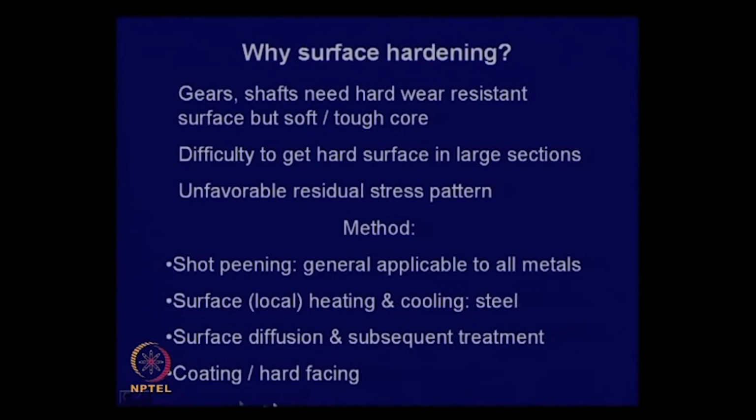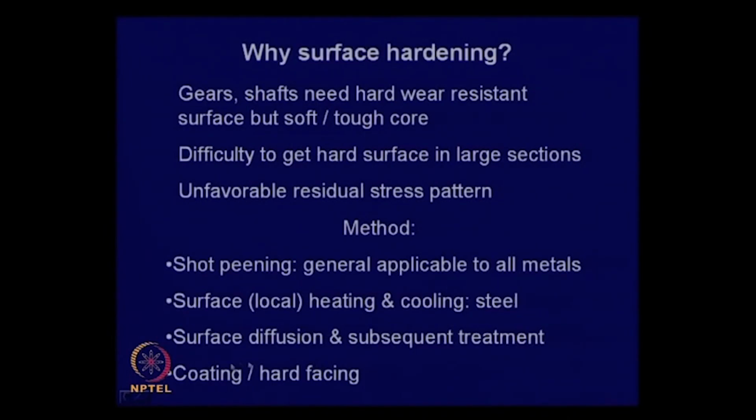Many large components are first given a heat treatment, spheroidizing annealing, they are machined, and then finally the surface hardening heat treatment is given. In that case, if you have low carbon content, even if you heat the surface and quench, you may not get the desired hardness. So, you need to modify the composition of the surface. This is done by diffusing that element which can increase the hardness of the surface, and then a subsequent heat treatment.